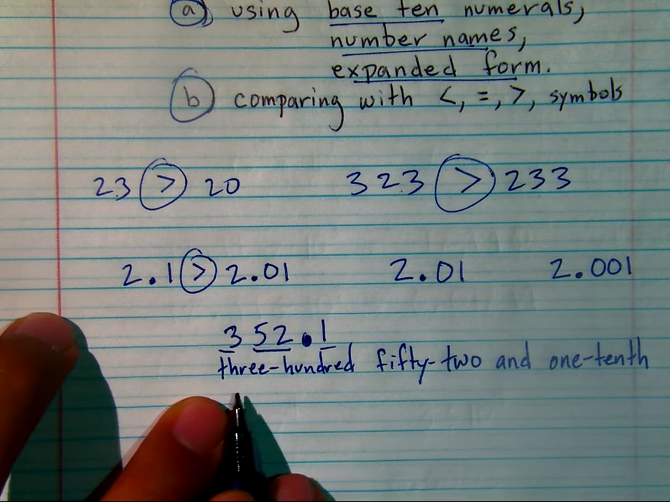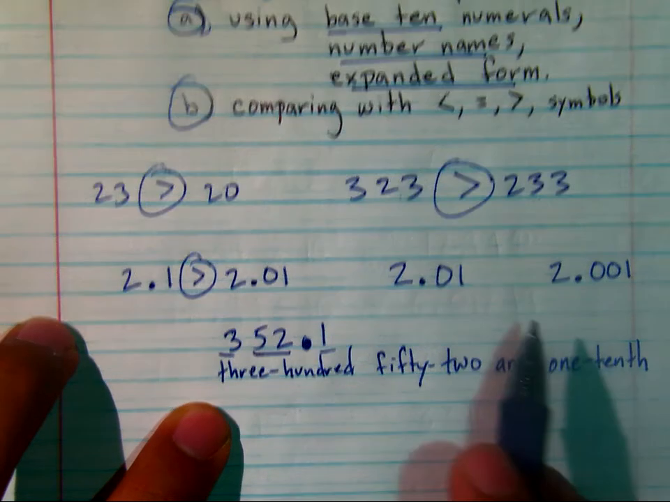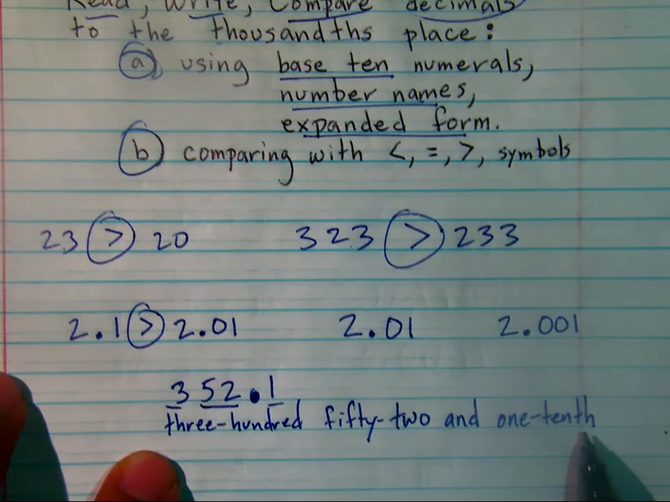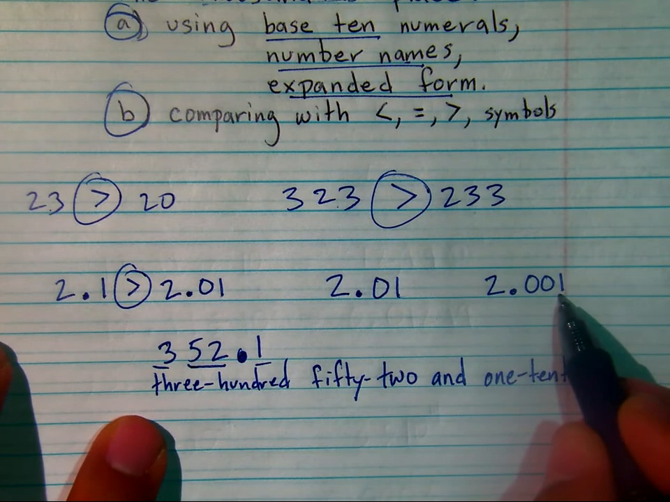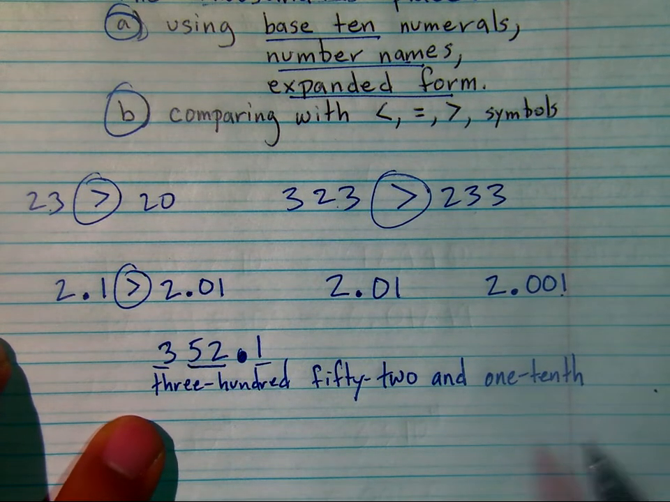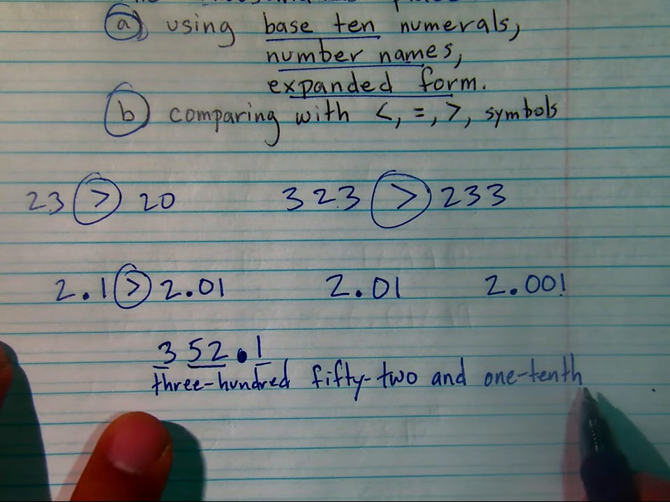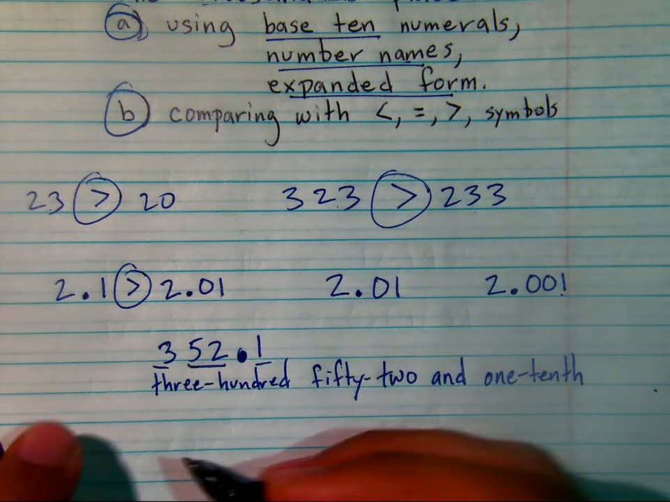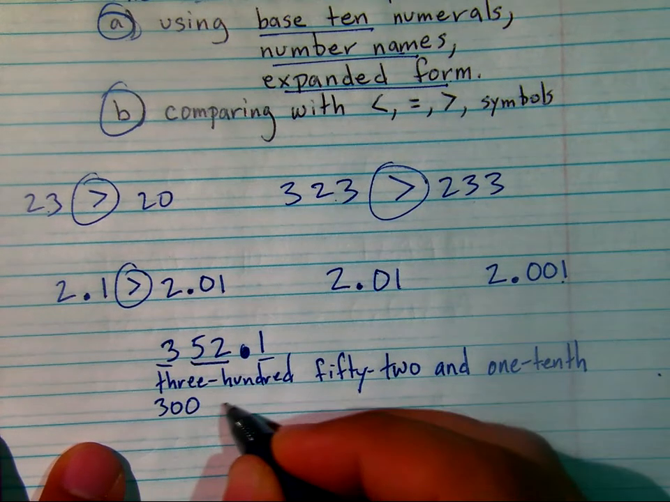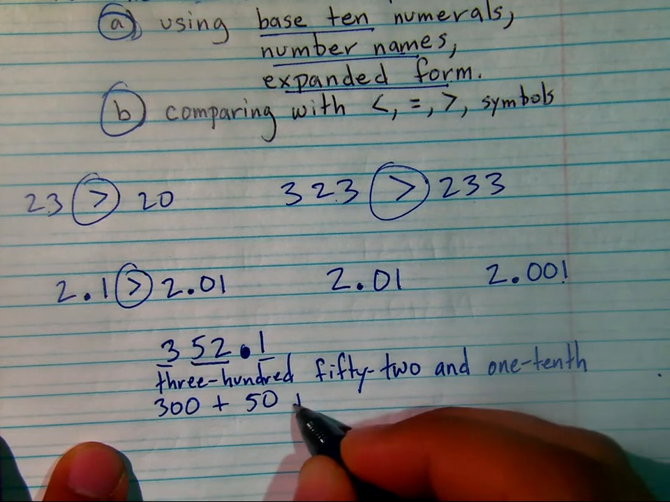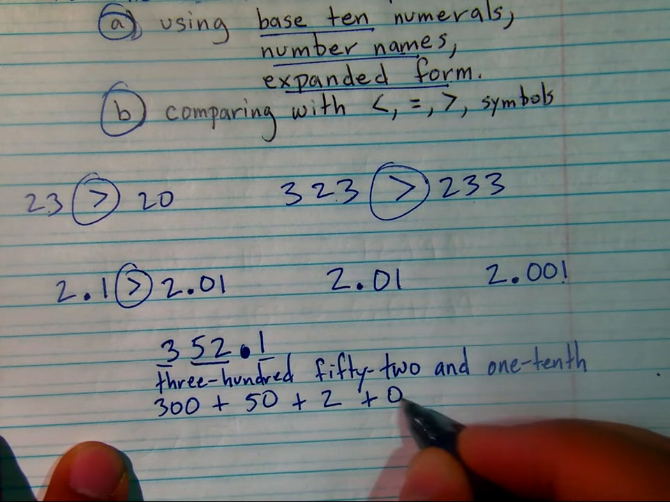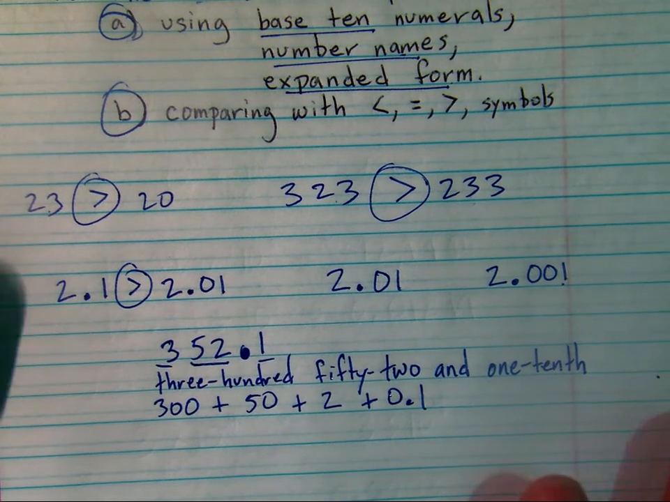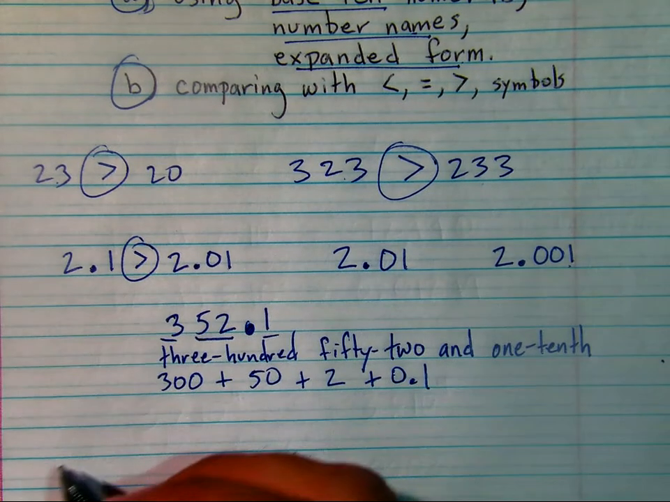Knowing how to read and write these decimals, that's nothing new, it's just taking it to another level of decimal place, which is really what 5th grade is doing. So this is not the most difficult standard depending on the development from earlier grade levels. And again, its expanded form would be 300 plus 50 plus 2 plus 1/10.